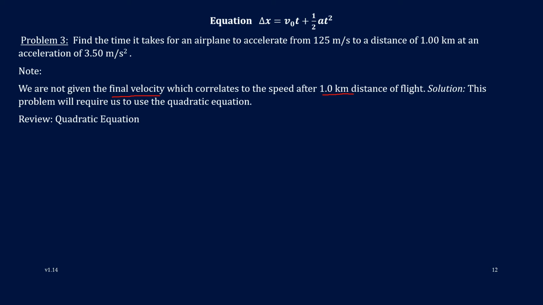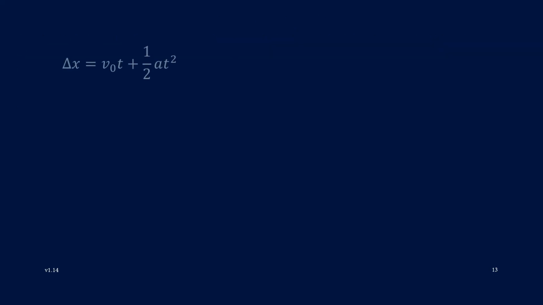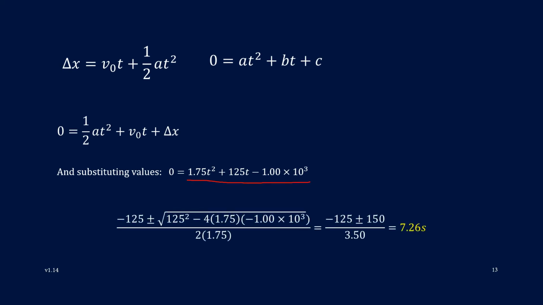The solution: this problem will require us to use, again, the quadratic equation. So we have the quadratic equation, and you should always set this up this way. Take your variables, that way you won't forget when you plug them into the quadratic equation. Okay, so here we have our quadratic equation coming up. I substitute the values in here, plugged them into the quadratic equation, and found the time it took, 7.26 seconds.